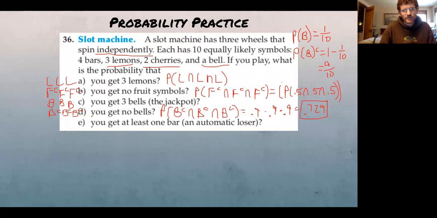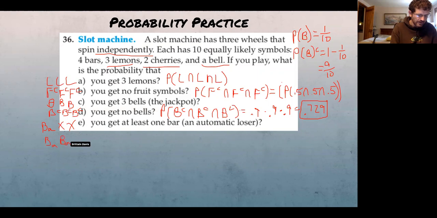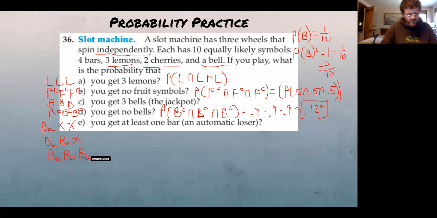But when we get to the last one, at least 1 bar, I have a lot of possibilities here. So I'll use BA for bar. I could get a bar first, and it doesn't matter what I get here, just something and something. I could get a bar here, and I could get a bar here and get something here. There's 6 possible ways of getting this, 7, I think, actually, whatever. So all of these are possible outcomes, and we could just keep coming up with different ways of having this happen. So 7 possible ways of getting this.